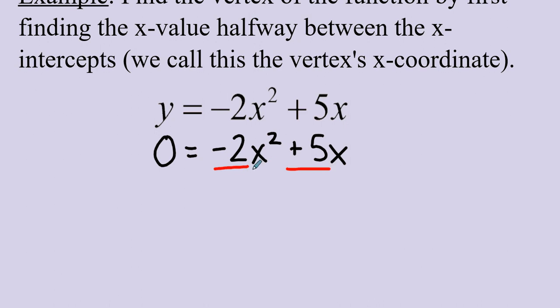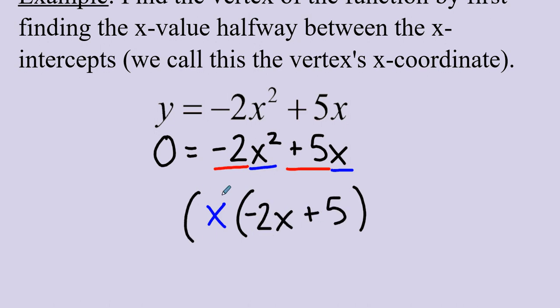Then I do the variables. What's the biggest variable amount that I can pull out of x squared and x? That's just an x. The first one has 2, the second one has 1, so I can divide an x out, and what's left behind is -2x plus 5. Once I have it factored, it looks like that.